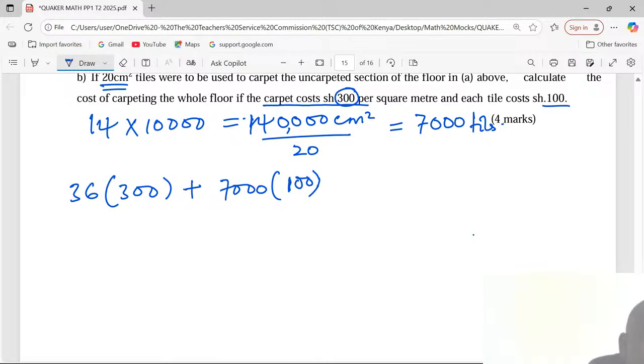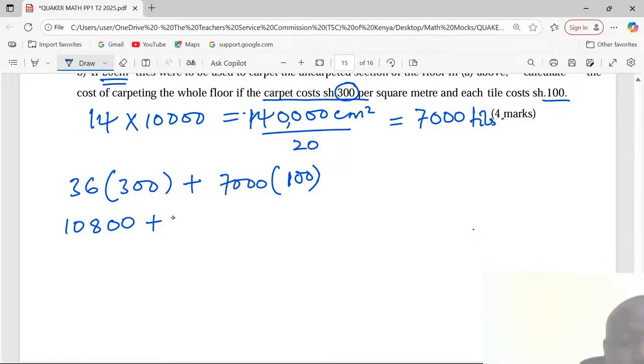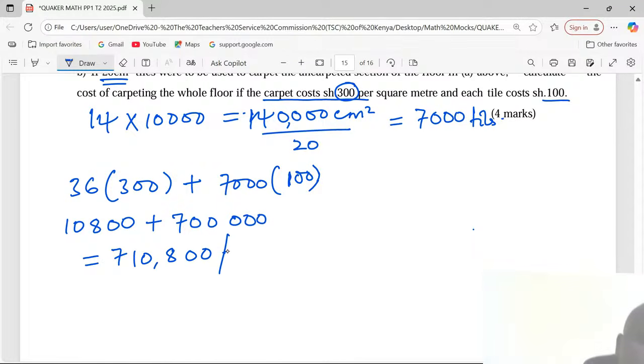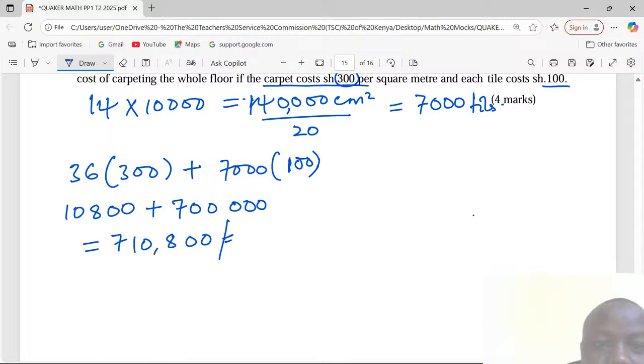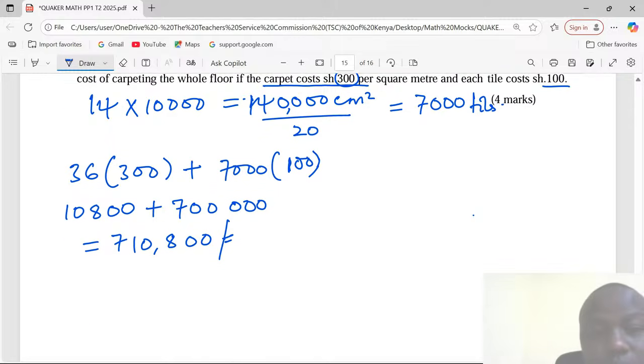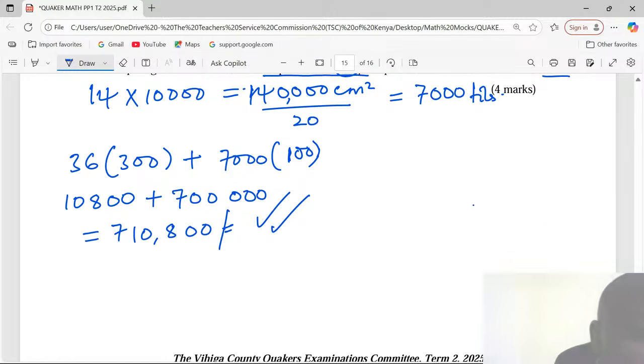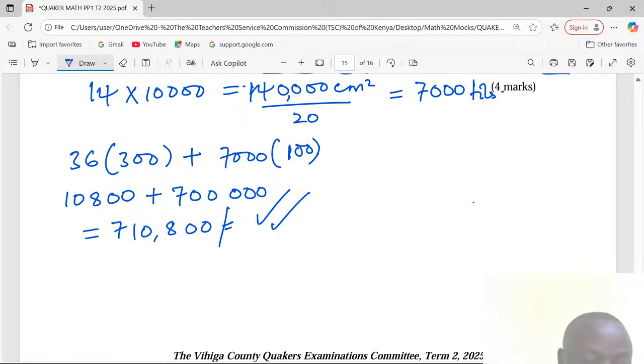This will be the total cost. So 36 times 300, giving us 10,800, plus 700,000. So this will give us 710,800 Kenya shillings. This is the cost of carpeting the whole floor. You are supposed to understand the question accordingly. So that is it. And it's my hope that now you've gotten it.